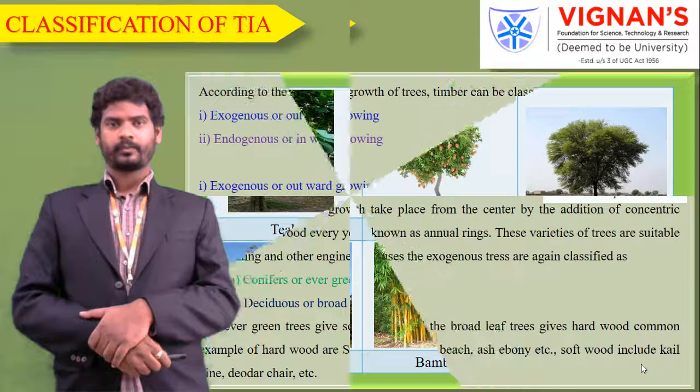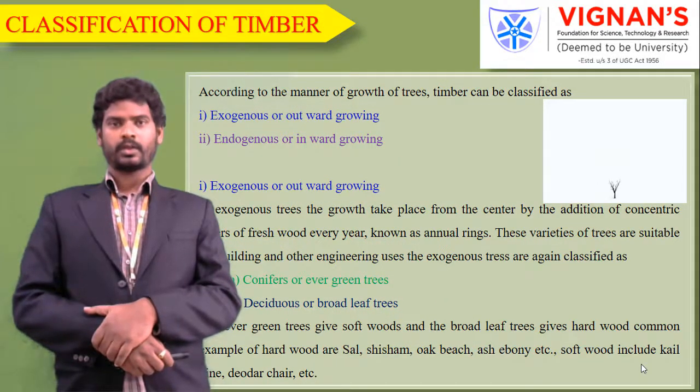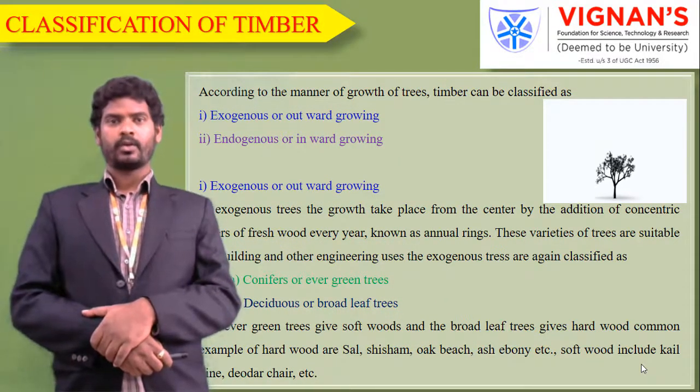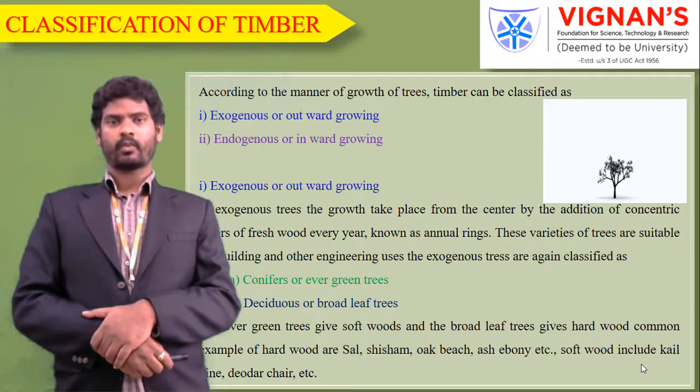The next one, classification of timber. There are two classifications of timber: exogenous or outward growing, and endogenous or inward growing. Exogenous, or outward growing, means that in exogenous trees the growth takes place from the center by the addition of concentric layers of fresh wood every year, known as annual rings. These varieties of trees are suitable for building and other engineering usages.